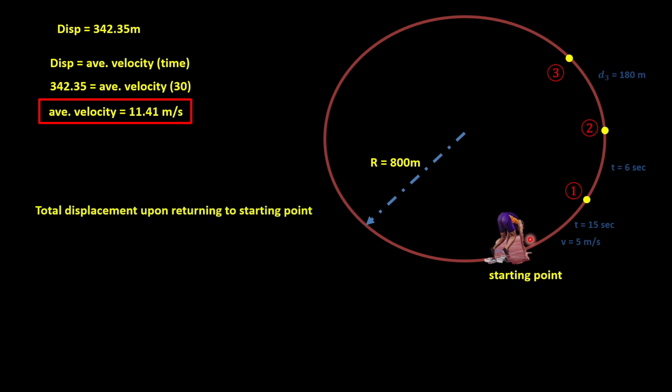Then, last question. Determine the total displacement upon returning to the starting point. Kung yung runner daw bumalik doon sa starting point niya, sinatapos niya yung track, bumalik siya dito sa starting point niya, ano kaya magiging displacement? So, since alam natin yung displacement is change in position, bumalik lang siya sa initial position niya, so, ang kanyang displacement is 0. Sana naintindihan? Let's proceed to the problem 4.